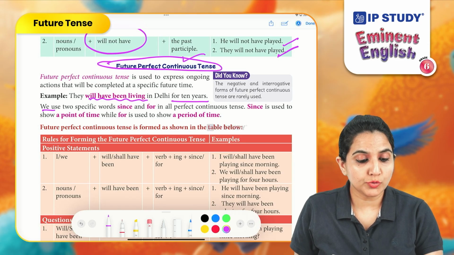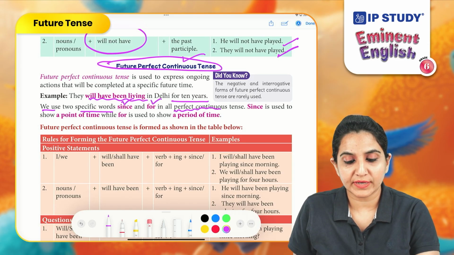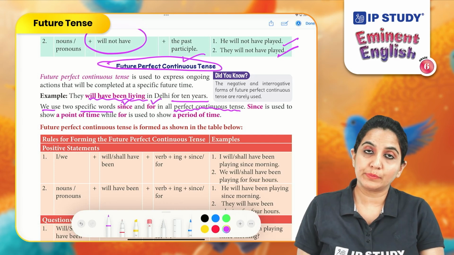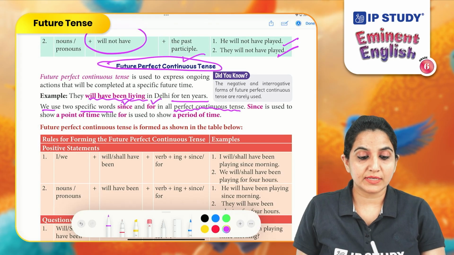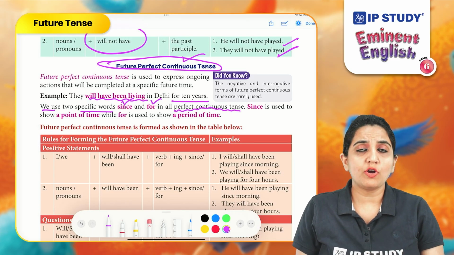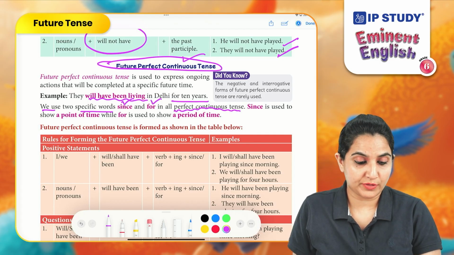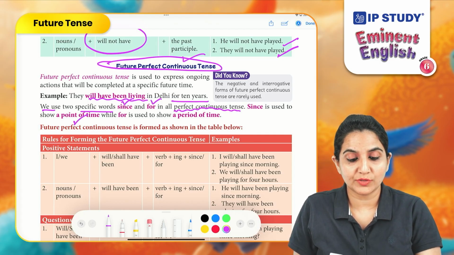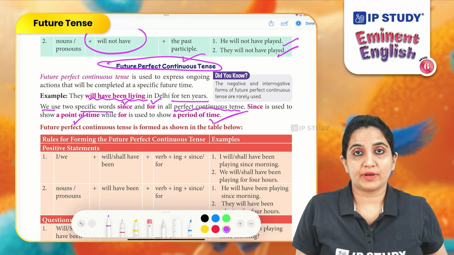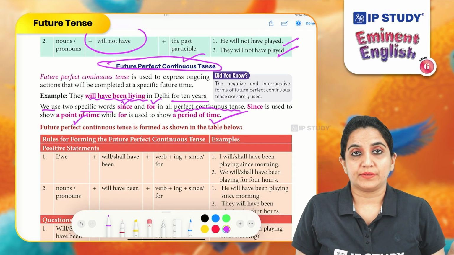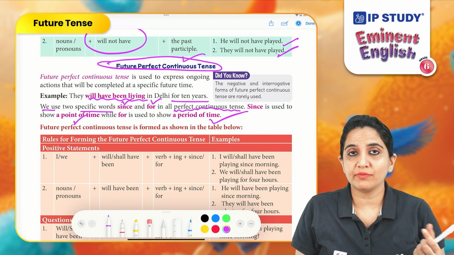We use two specific words, since and for, in all the perfect continuous tenses, whether it is present, past or future. If it is a perfect continuous tense, we use since and for very commonly in these kinds of sentences. Since is used to show a point of time, whereas for is used to show a period of time. For example, since 2005, since 2020. So since Monday morning. When we have a specific point of time, we use since.